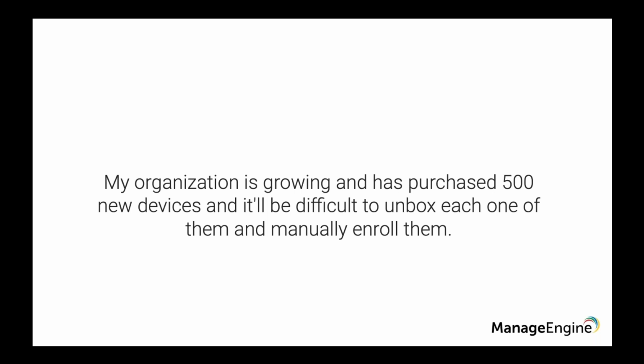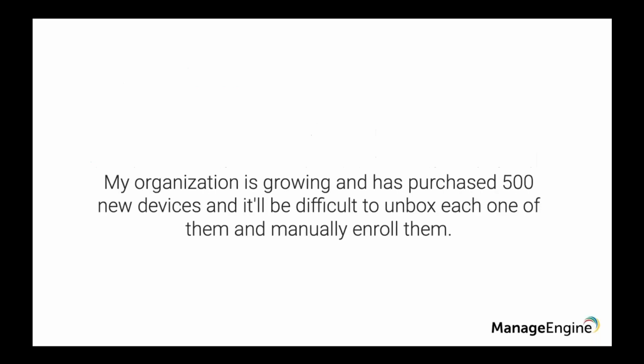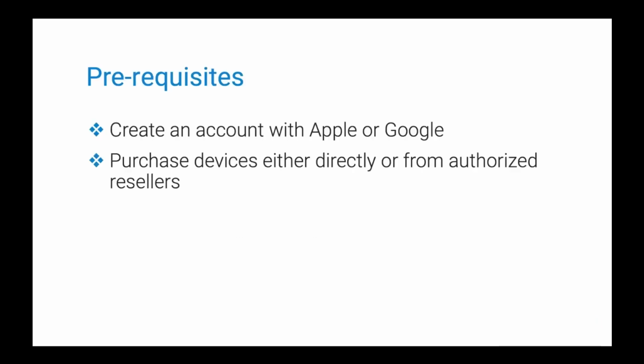So that's where the corporate automated or over-the-air enrollments, I would call them, would come into play. The prerequisites for that are you'd have to create an account either with Apple or Google. To use these particular services, you'd have to create an account either with Apple or Google. And these 500 odd devices have to be purchased either directly from Apple themselves or from an authorized reseller.